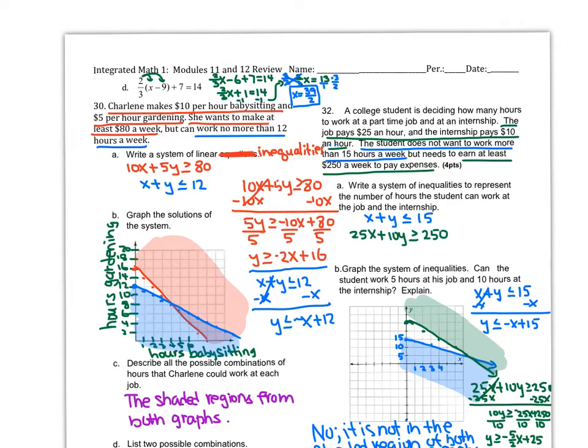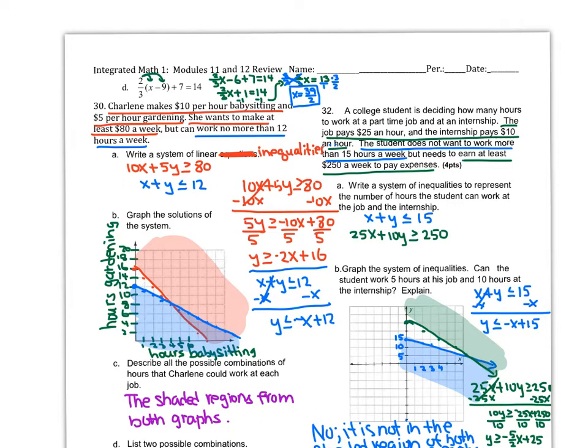Also, on the blue part here, they're saying that he can work no more than 12 hours a week. That means he could work less than 12 or equal to 12, but he cannot work more than 12. So whatever he is working in hours, it has to be less than or equal to 12. Pretty much that's the only difference.